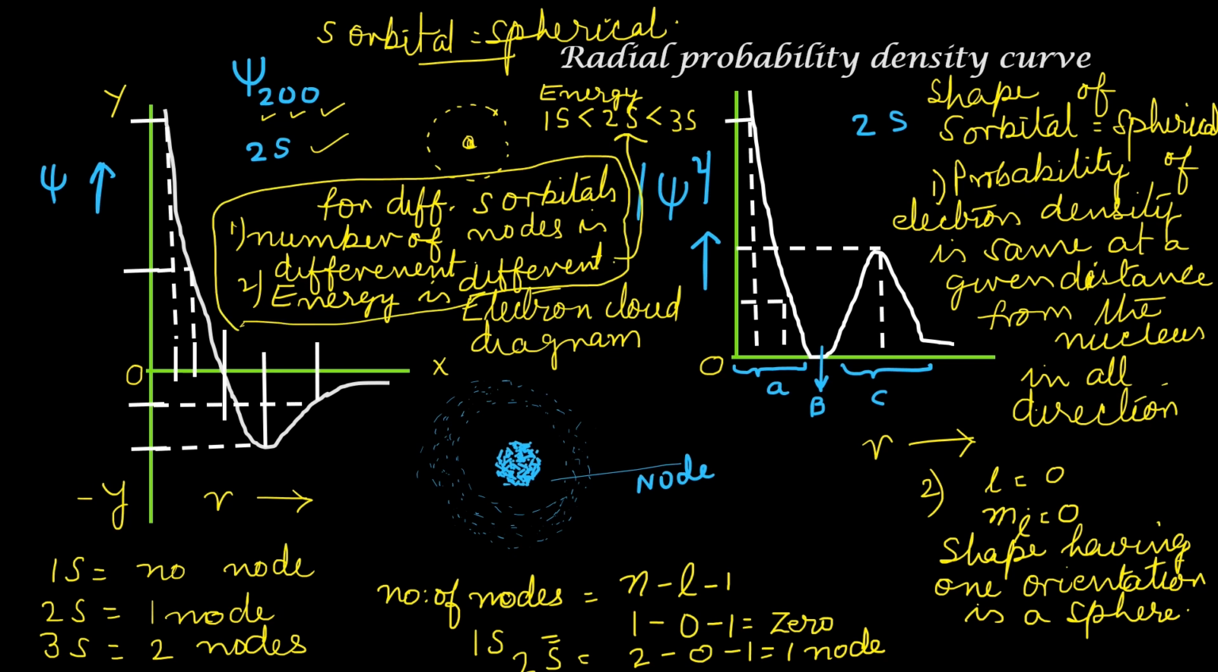We have to discuss another concept called the radial probability density function and the graph related to that, the radial probability density function curve. The shape of that graph will be different. We will discuss that in the next video.